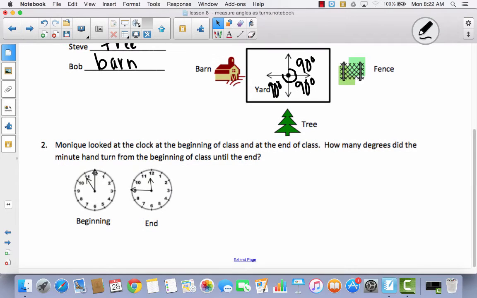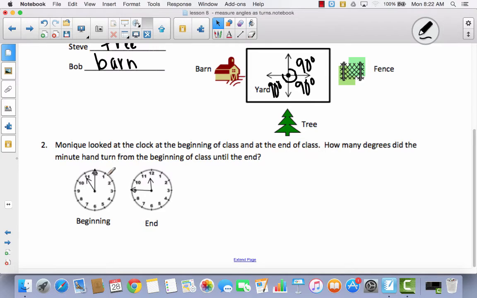Monique looked at the clock at the beginning of class and at the end of class. How many degrees did the minute hand turn from the beginning of class until the end? Take a look at this clock, and you can kind of see how a clock works. The hour hand is going to move as the minute hand has moved, but you can see that it has not gone to the next hour because it's 11 o'clock here, and here it's 11:45. So it hasn't gone all the way around. It's only gone part of the way around.